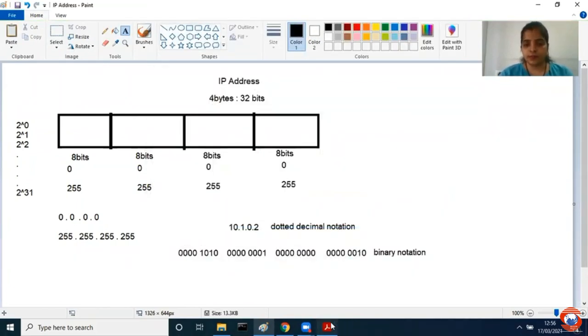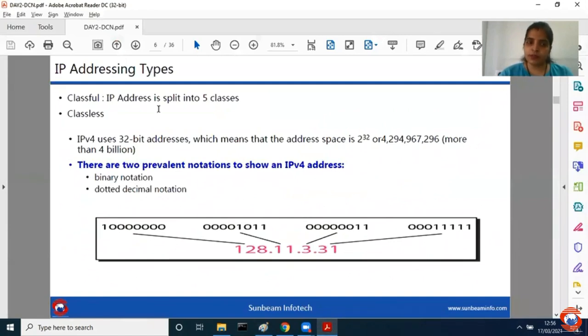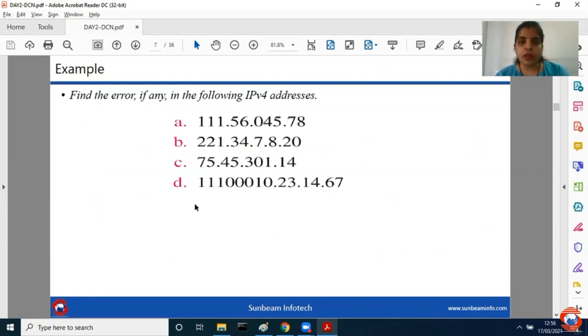Okay. Next is, when you talk about IP address, it is called classful address or classless address. There are 2 categories. IP address is a 32-bit address. There is basically a large address space, which is 2 raised to 32. That's why they have divided the IP address into 4 octets. First is this octet, second, third, and fourth, where there is binary notation and decimal dotted notation.